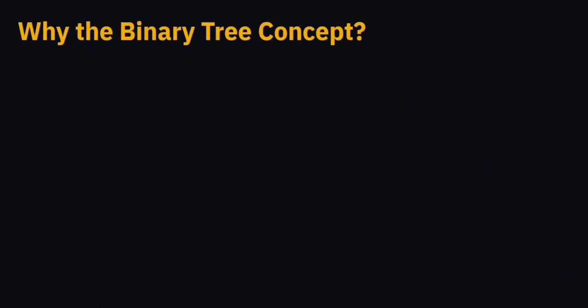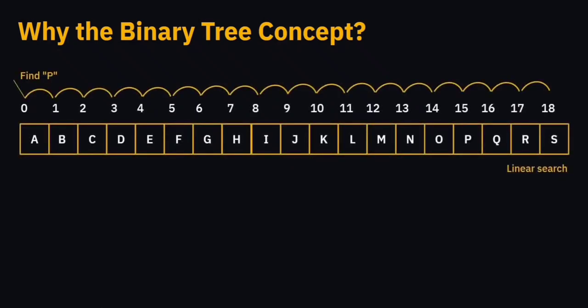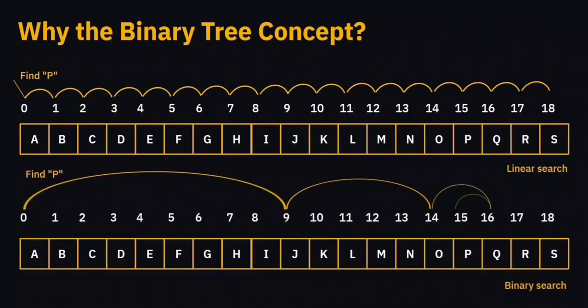Why the binary tree concept? To find a specific item in a list, you have to check each item until you find the one you need. This can take a while, especially if the list is long and you have to look through everything. If the list is stored in a binary tree, you can search for the item by following a path down the tree. This is called binary search, and it's much faster than checking each item one by one.